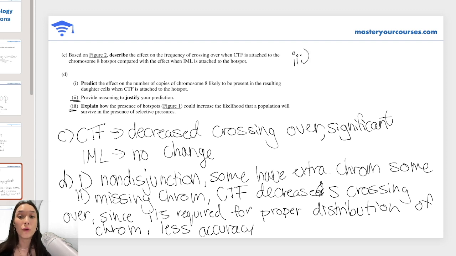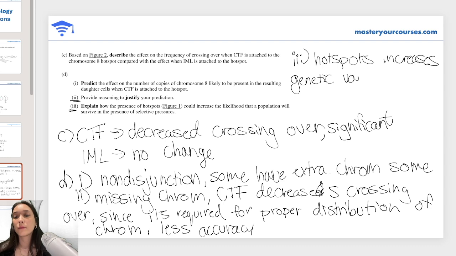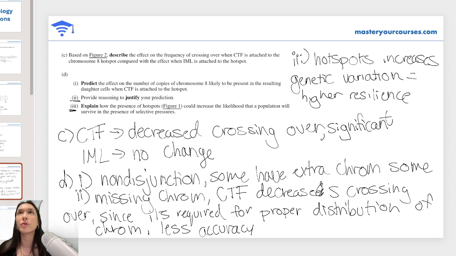Increased crossing over, or hotspots, increases genetic variation, which should result in higher resilience. Again, you didn't need to put this exact wording, but the general gist of the fact that crossing over is going to increase genetic variation, and we know genetic variation is going to help populations survive under some sort of pressure. Okay, so this was number 1.